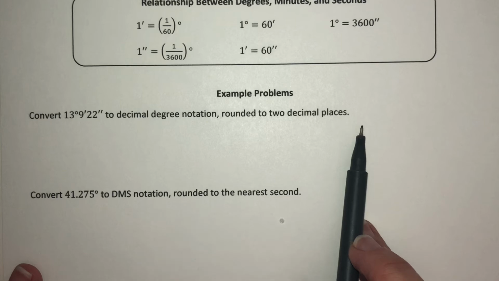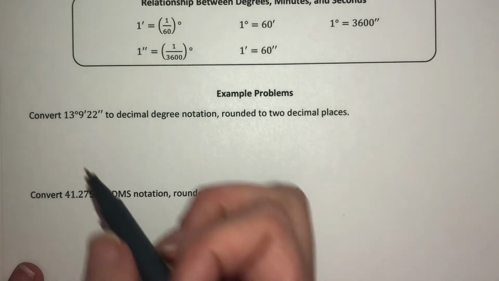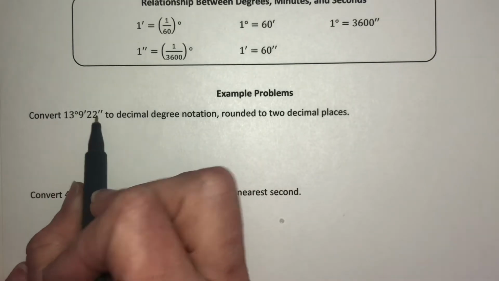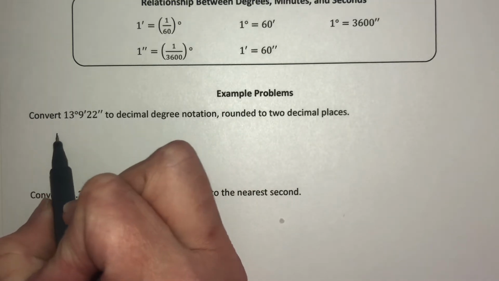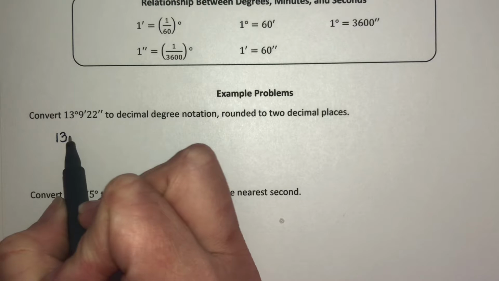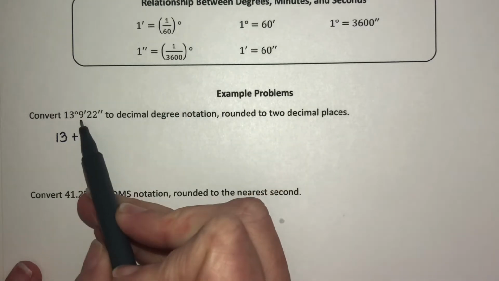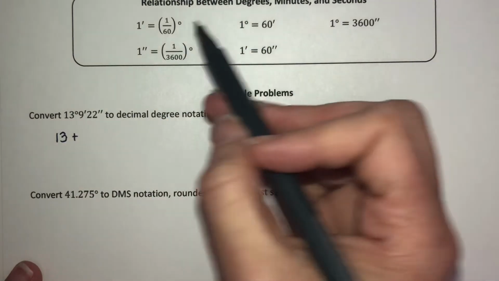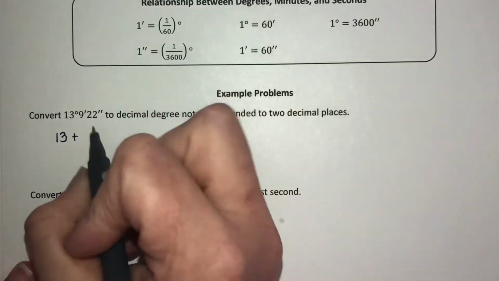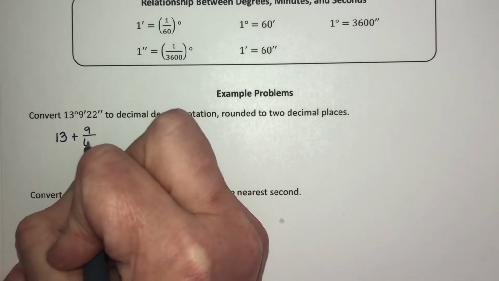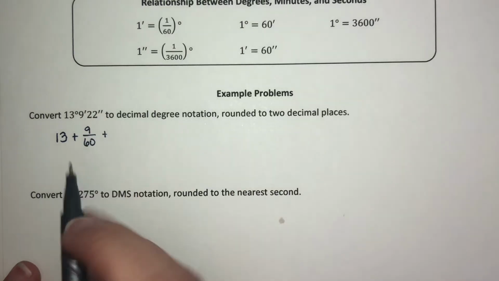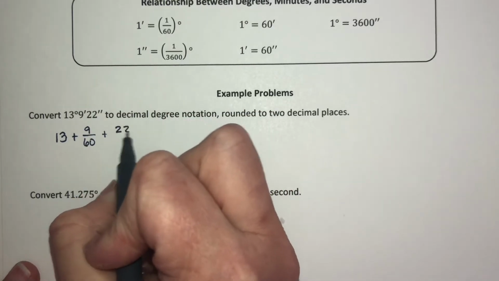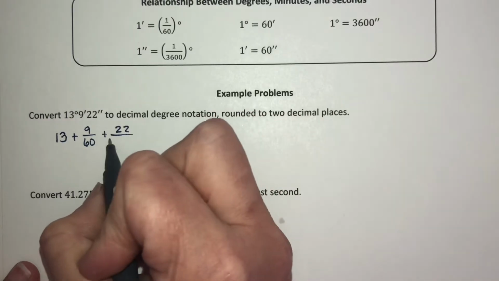Okay. So let's talk about how to convert degrees, minutes, seconds to decimal degree notation, and we want to round it to 2 decimal places. What I'm going to do is write this as a series of fractions. 13 degrees plus 9 minutes, so that's 9 over 60, plus 22 seconds, that's 22 over 3,600.